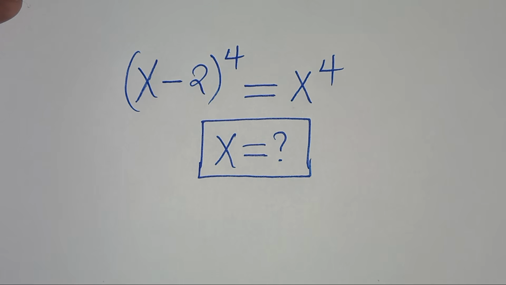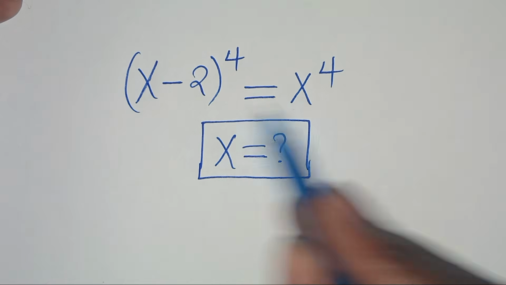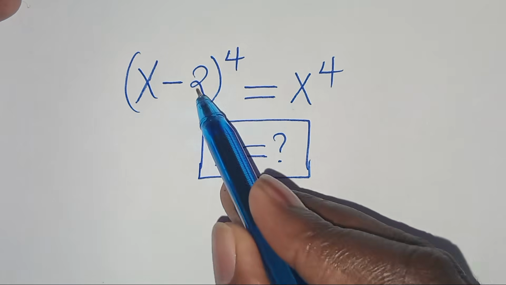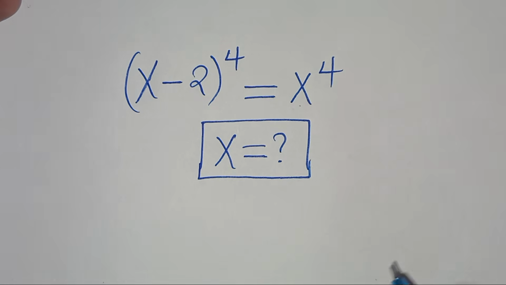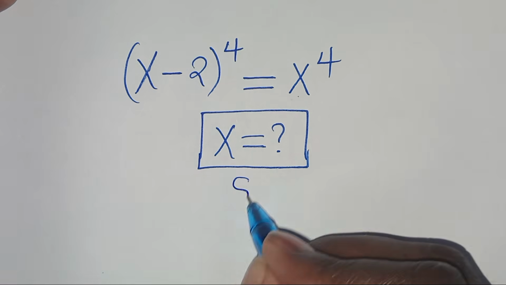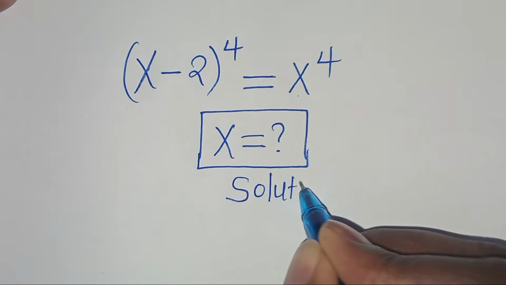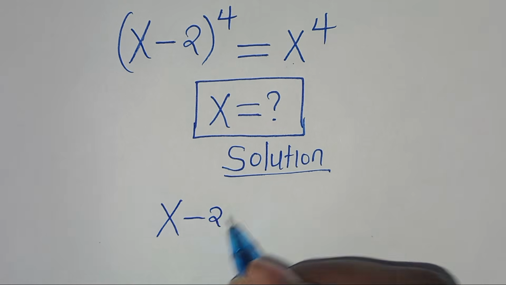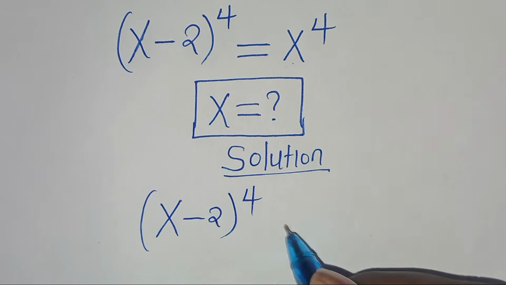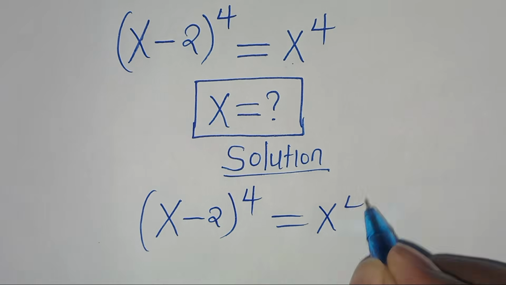Hello everyone, you're welcome to solve this nice algebra problem, which is (x - 2)^4 equal to x^4. So what are the values of x? Now let's provide a solution from here. So this is (x - 2) raised to the power of 4, equal to x to the power of 4.